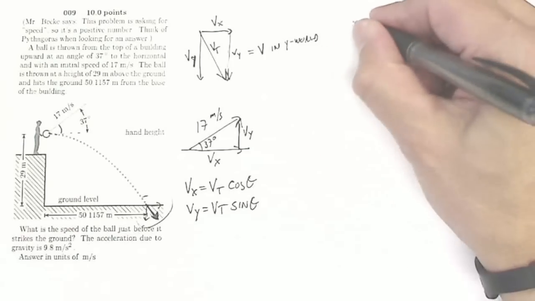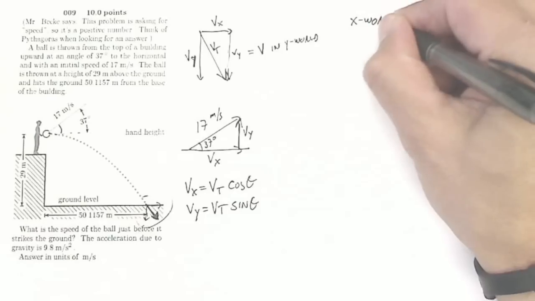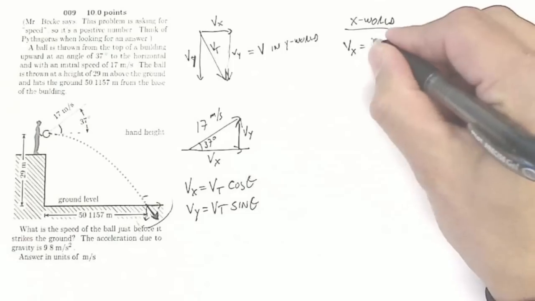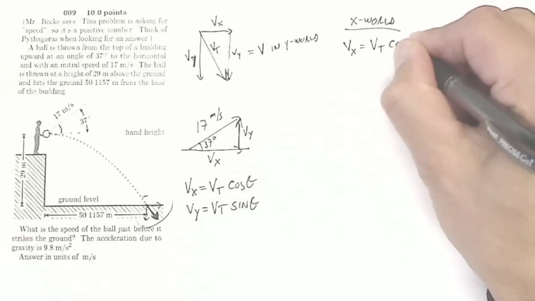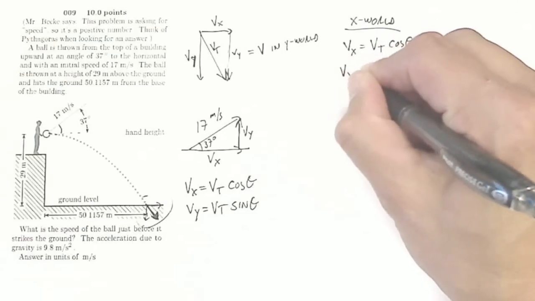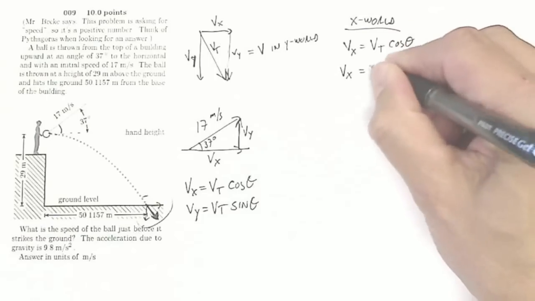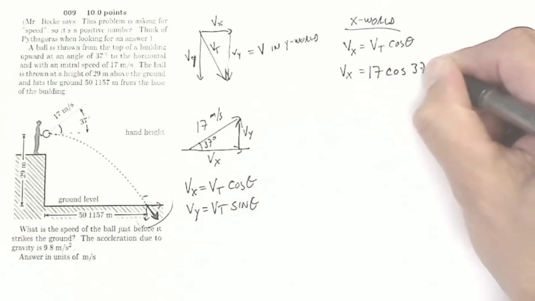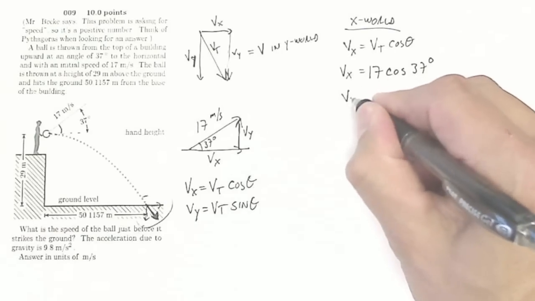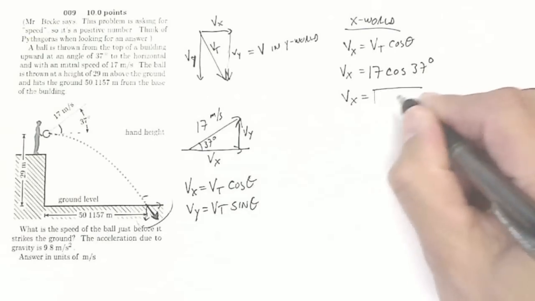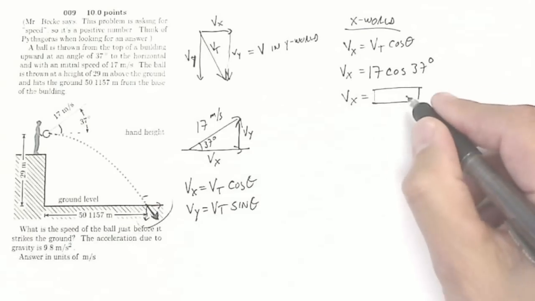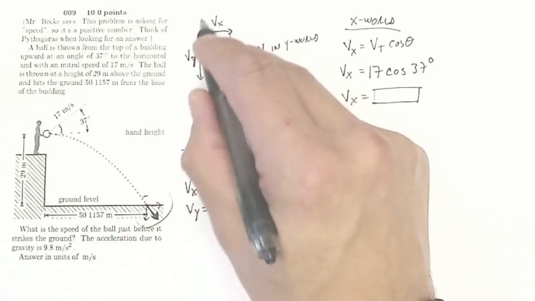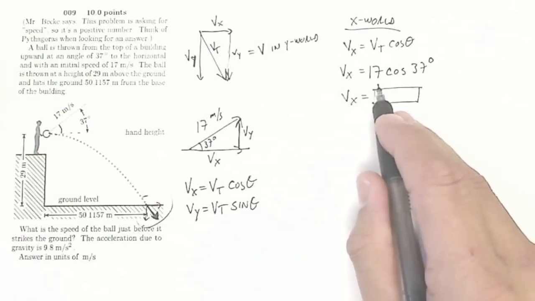So let's look at x world first. I know that my velocity in the x world is going to be my total velocity times the cosine of theta. So my velocity in the x world is going to be my 17 meters per second times the cosine of 37 degrees. And that will give me my velocity in the x world, and that is my first velocity and my last velocity and my all-the-time velocity. That is simply my velocity in the x world. So that is going to be this component.